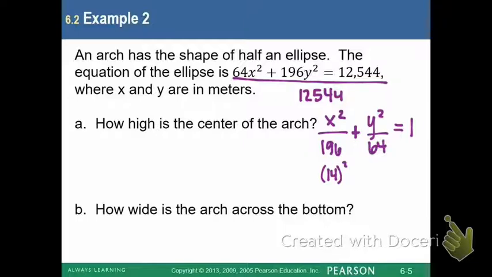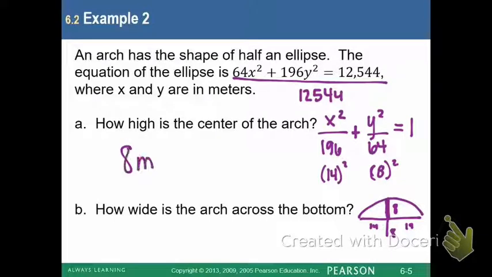That's how far left and right I would move. Square root of 64 is 8. That's how far up and down I would move. Okay, so if you kind of picture drawing this thing, if this is the center, you're going left and right 14 units here. You're going up and down 8 units. It says it's an arch, so we really only care about this upper region right here. But the question is, how high is the center of the arch? So that's this distance right here, which we said was 8. Okay, it said that our units are meters.